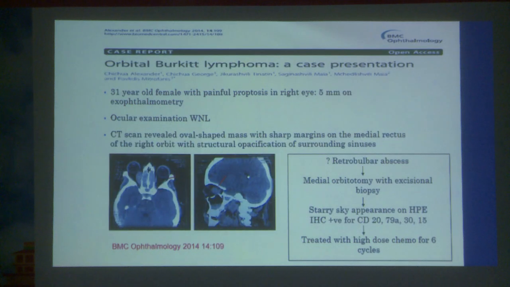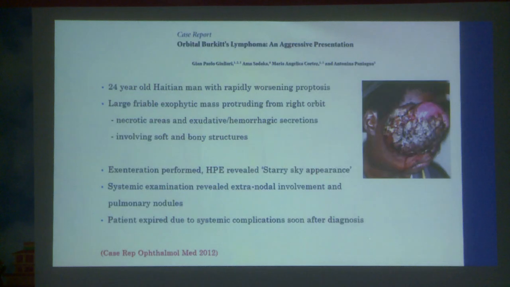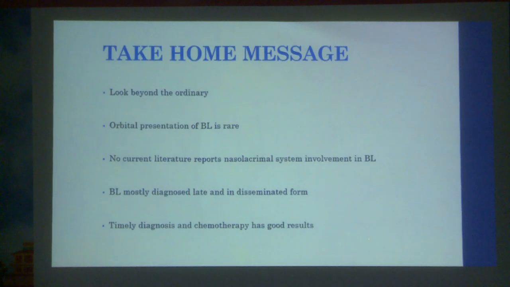Next is a 31-year-old female who presented with a painful proptosis in the right eye, which came out to be a case of orbital Burkitt lymphoma. CT scan showed lesion on the medial rectus muscle. And the last one is a 24-year-old male with a very aggressive Burkitt lymphoma of the orbit, who presented with a large friable exophytic mass from the right orbit. Exenteration was performed and HPE showed starry sky appearance.